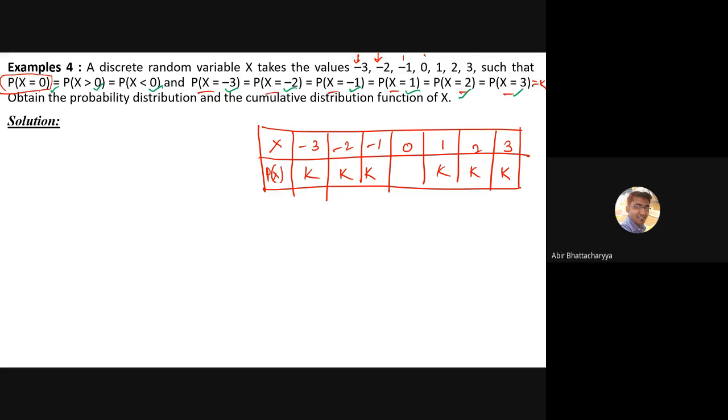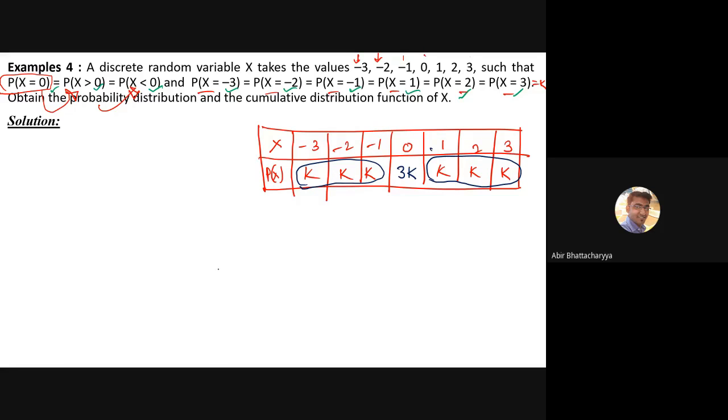Probability of x equals 0 is equal to probability of x greater than 0, which is also equal to probability of x less than 0. Means if I add greater than 0, all these probabilities, and less than 0, all these probabilities, k plus k plus k is 3k. So right side is 3k, left side is also 3k. So probability of x equals 0 is 3k. Okay, are you with me?